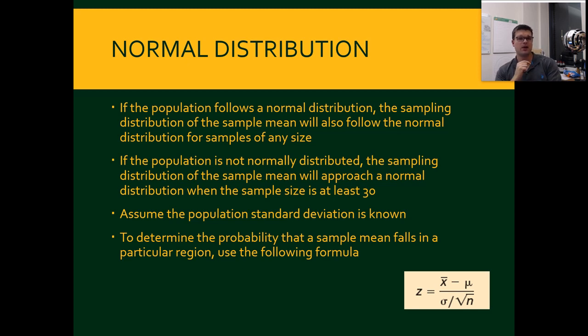Okay, if the population is not normally distributed, the sampling distribution of the sample means will approach normality, or approach a normal distribution, when the sample size is at least 30.